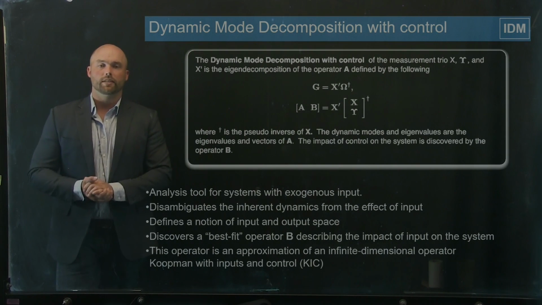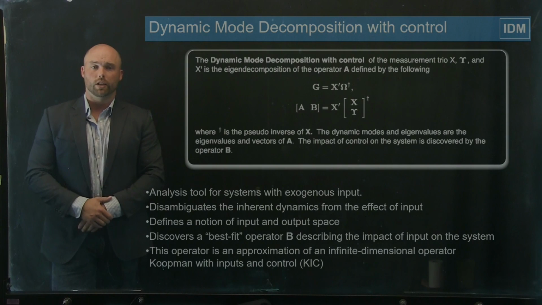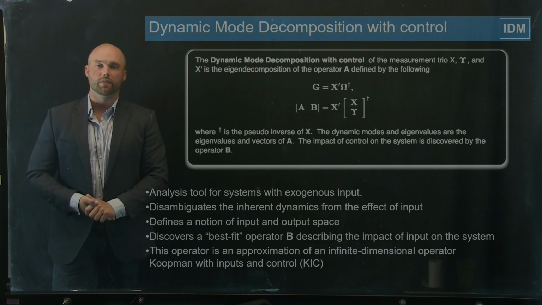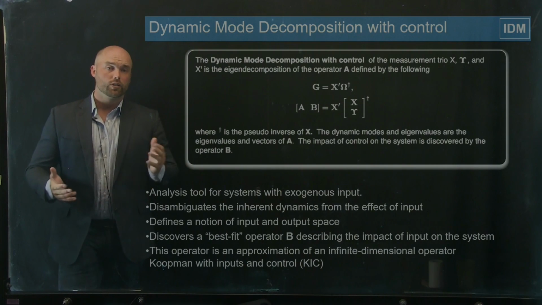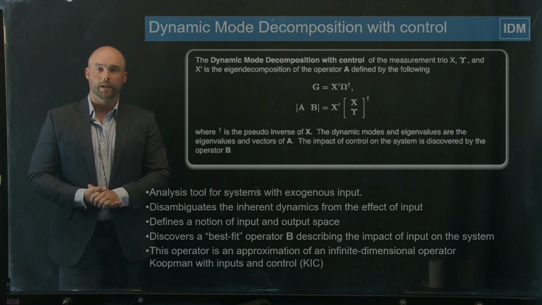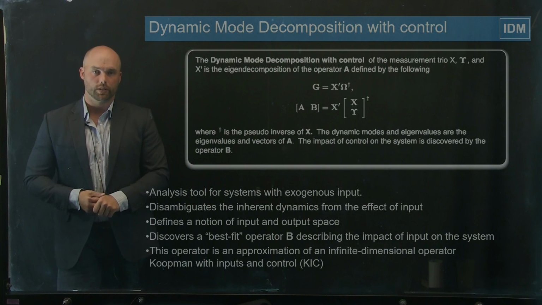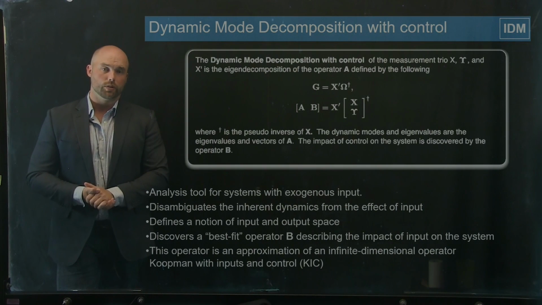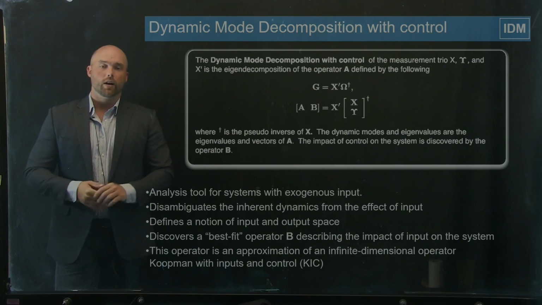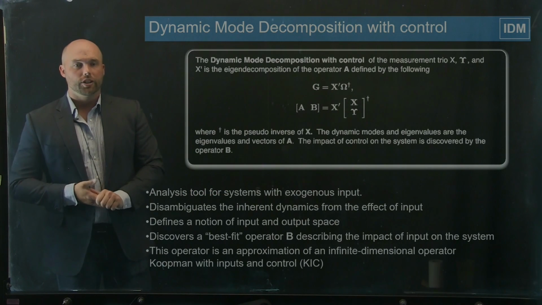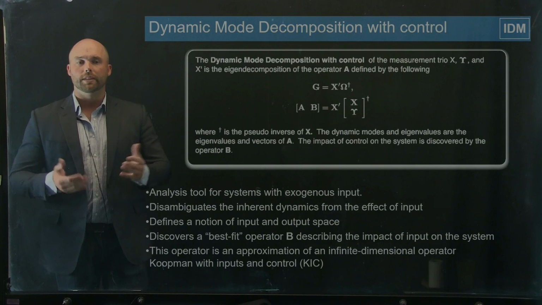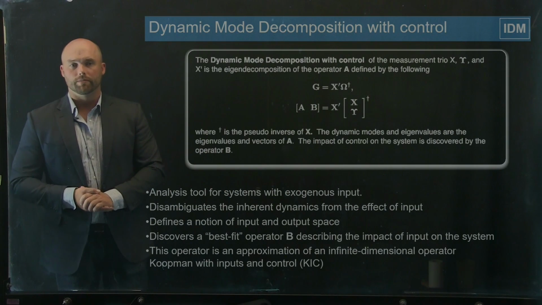Now, this is an analysis tool for systems with exogenous inputs, and the hope is that it disambiguates the inherent dynamics from the effect of the input. And it describes a sense of input-output space. Now, the output does not include the inputs, but the input space includes the current state measurement, as well as what type of exogenous inputs you might have. Now, beyond DMD, it actually allows for a best fit operator of this B matrix, which describes the impact of input on your system.